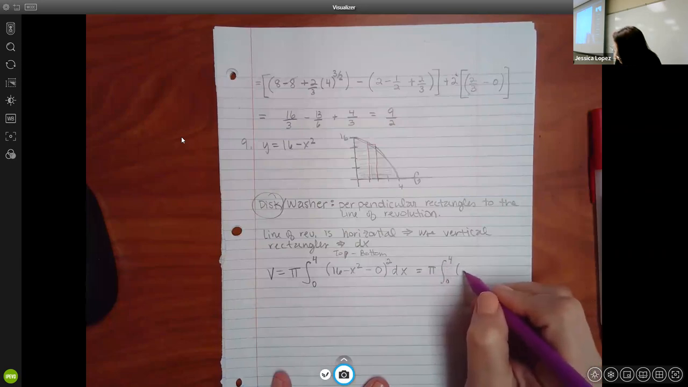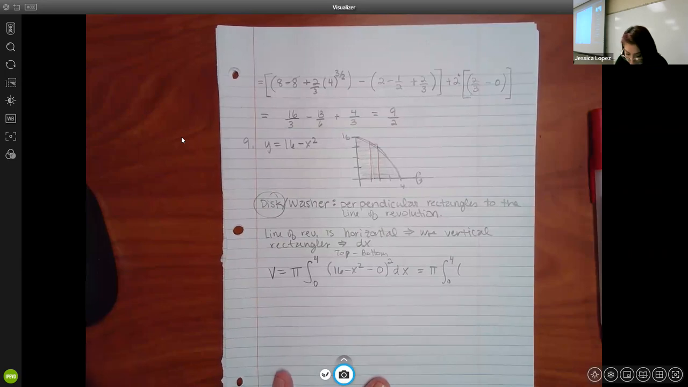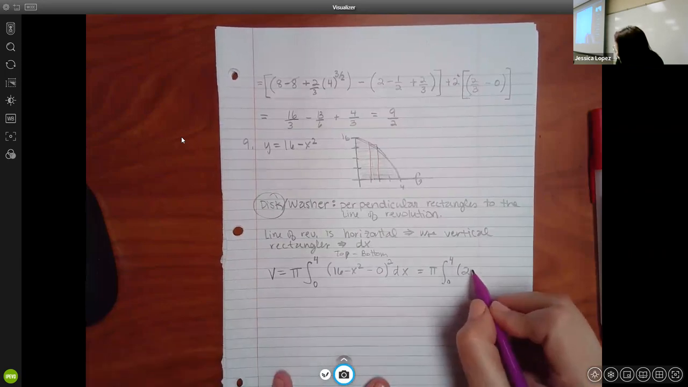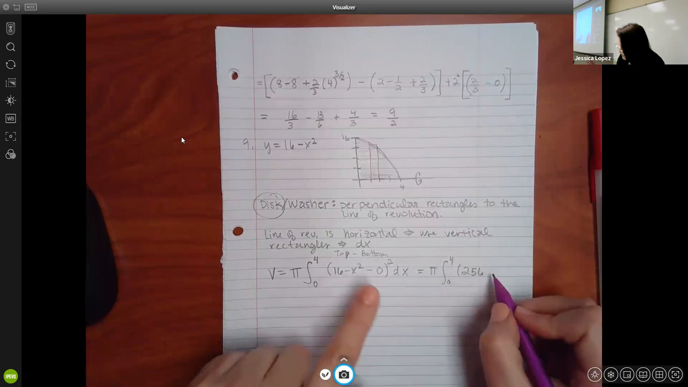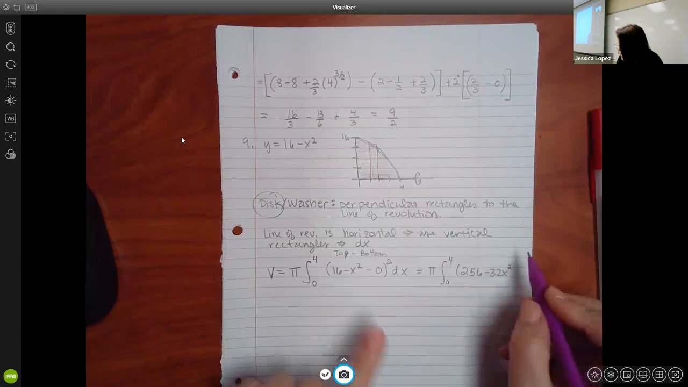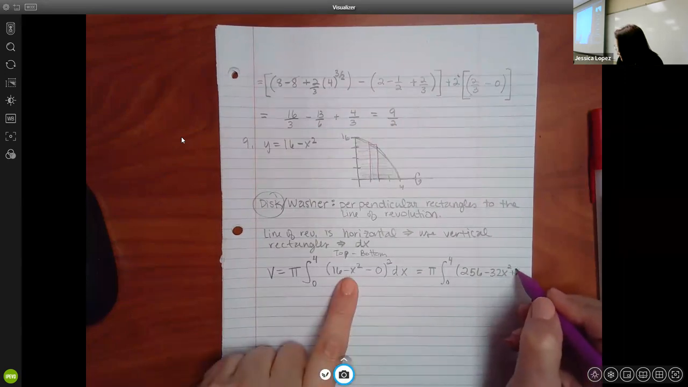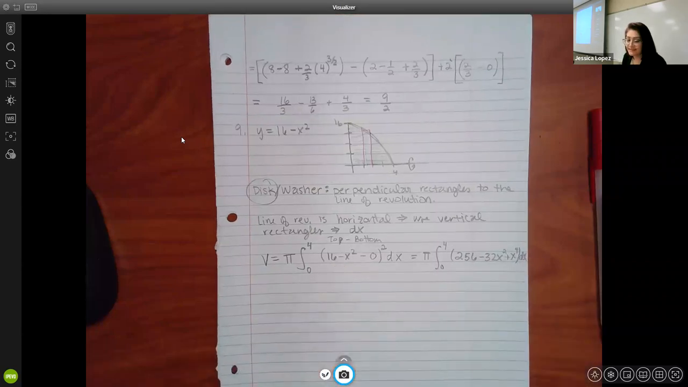So we're going to have 16 times 16, 256. So 256 and then negative 16x squared twice. So that's going to be negative 32x squared. And then when I square that guy, it's going to be positive x to the 4. I'll try to squeeze it in for you guys.